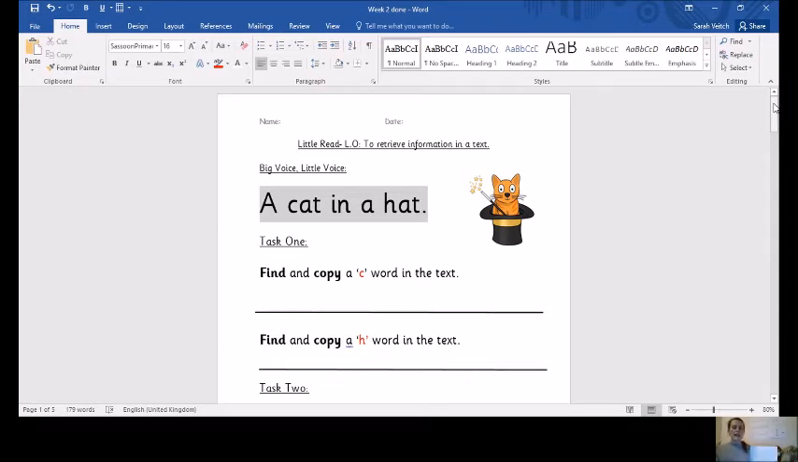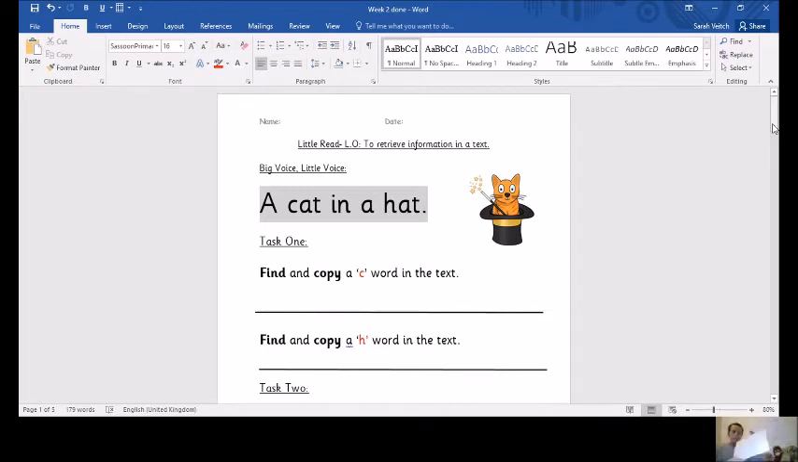A cat in a hat. Now, I think the word that begins with a K is cat. I'm going to write it here. K-a-t, because this here is our K sound, isn't it? So K-a-t. Cat. I have got the K circled and I have copied the word cat onto my question. Super. Are we ready for the next question?